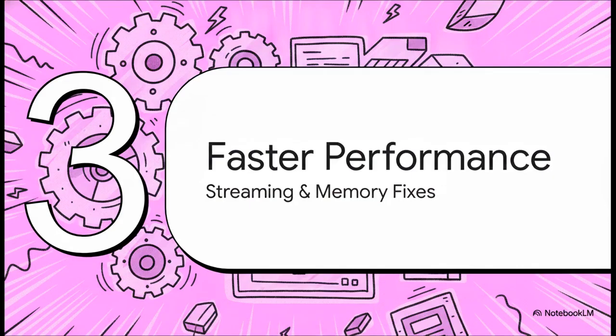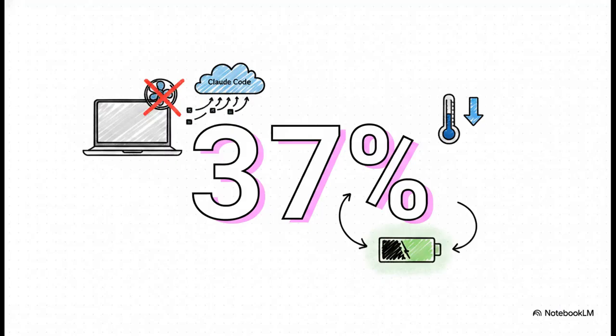Okay, Section 3, Faster and Lighter Performance. We're going to move under the hood now to look at some performance upgrades. You might not necessarily see these with your eyes, but you will absolutely feel them in how your machine runs. The absolute standout metric here is this massive 37% reduction in CPU usage while Claude is streaming a response back to you. I mean, if you're coding on a laptop, that translates directly to less of that jet engine fan noise, a much cooler keyboard under your hands, and for sure significantly better battery life.